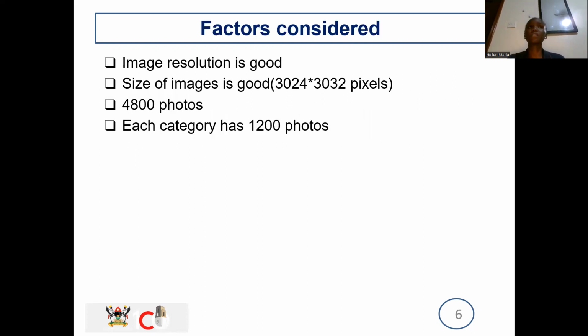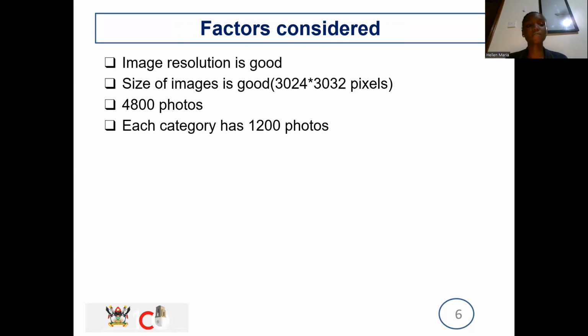So the factors I considered when choosing this data set is that we have images. The image resolution is good. Given that the seeds are small, this data set has good quality of these images, in that the model can easily identify the different types of beans. And we also have the sizes of these images is good. You can clearly tell this is brown, this is blue, this is orange.